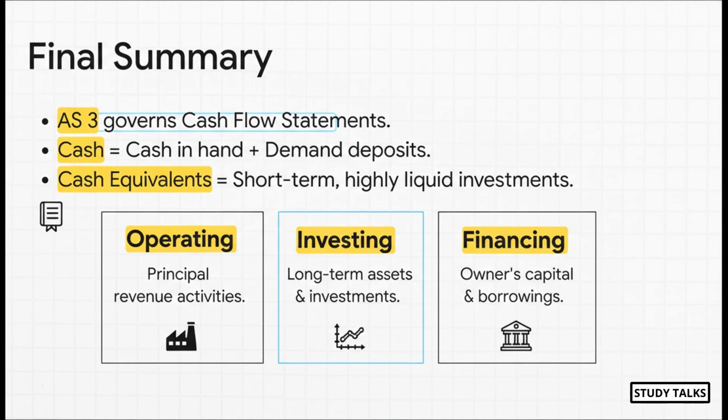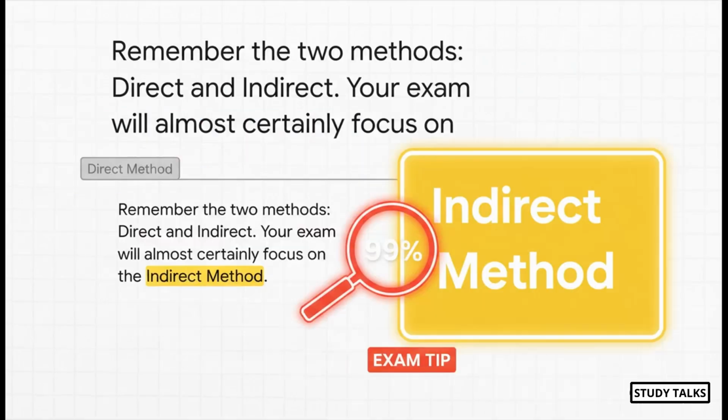What are the 3 activities? Operating, investing, and financing. Operating, principal revenue activities, your core business. Investing, buying and selling long-term assets and investments. Financing, all about owner's capital and borrowings. Got it. And one last thing for operating activities, remember there are 2 methods, direct and indirect.